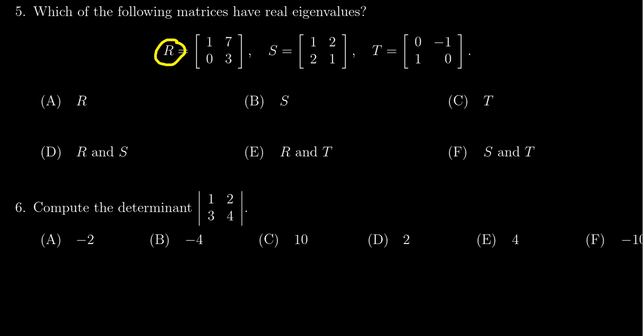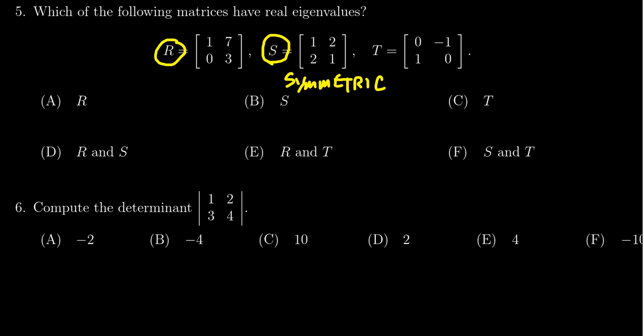When we look at matrix S, you have 1, 2, 2, 1. This is an example of a symmetric matrix, for which we've learned that symmetric matrices always have real eigenvalues. So that's one of the easiest things to detect. I don't even have to compute the characteristic polynomial or the eigenvalues. I know they'll be real, even though I have no idea what they are at the moment. Whenever you find a symmetric matrix, it'll have real eigenvalues.